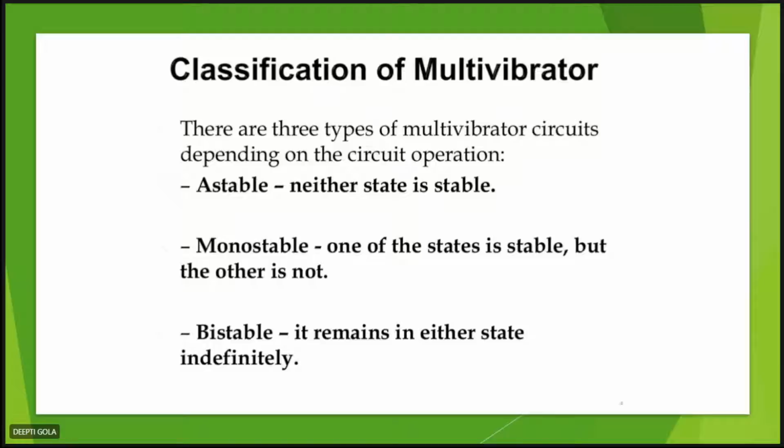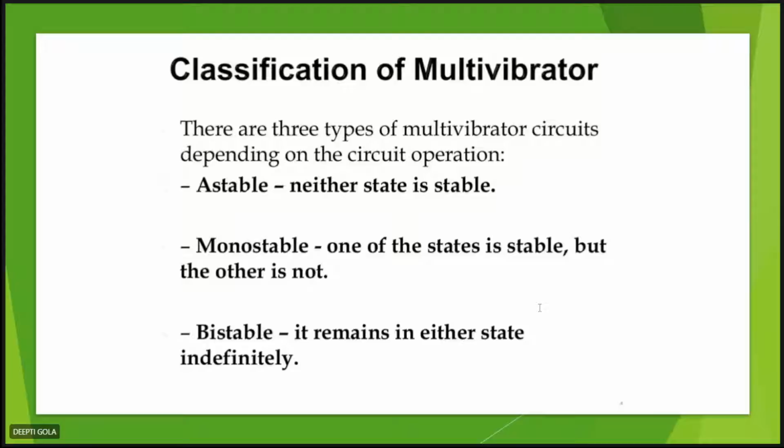There are three kinds of multivibrators depending on the type of operation. First is the astable multivibrator. It has no stable states, that means the output oscillates between two quasi-stable states. There is no stable state, so that is why it is known as astable multivibrator.